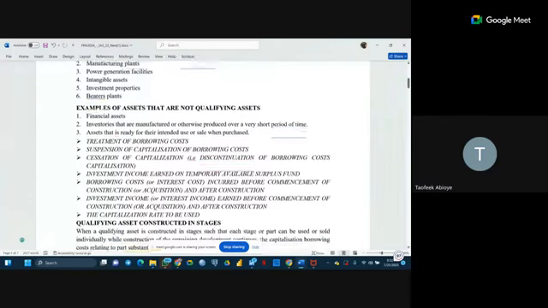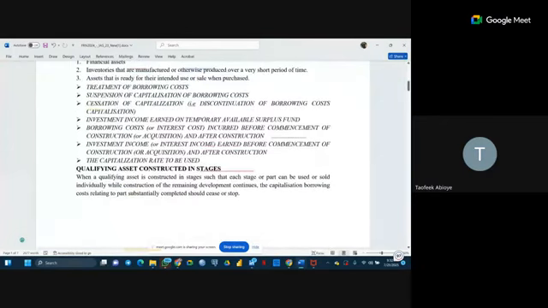Moving on, we'll be looking at the treatment of borrowing costs, suspension of capitalization of borrowing costs, and cessation of capitalization, that is, when we should stop capitalizing particular borrowing costs. Also, investment income earned on temporarily available surplus funds. We also have borrowing costs or interest before commencement of construction, investment income earned before commencement of construction as well, and the capitalization rate to be used.